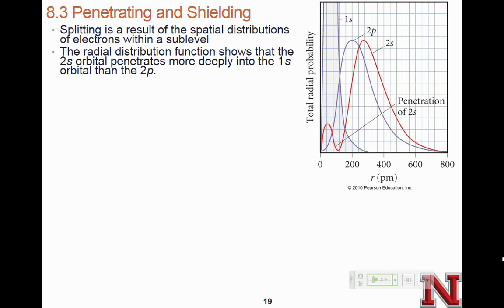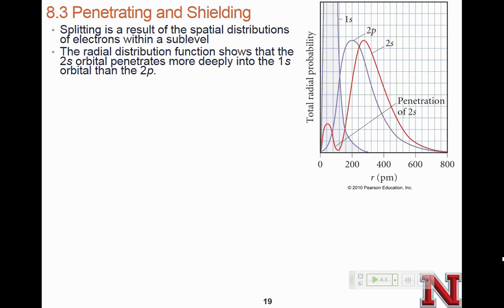So we can graph this. And what we're seeing here is a 1s, a 2p, and a 2s orbital. And what we see is probability of it being near the nucleus. So that's what we're really looking at. And the splitting pattern we see can result when the radial distribution function shows that the 2s orbital penetrates more deeply into the 1s orbital than the 2p.